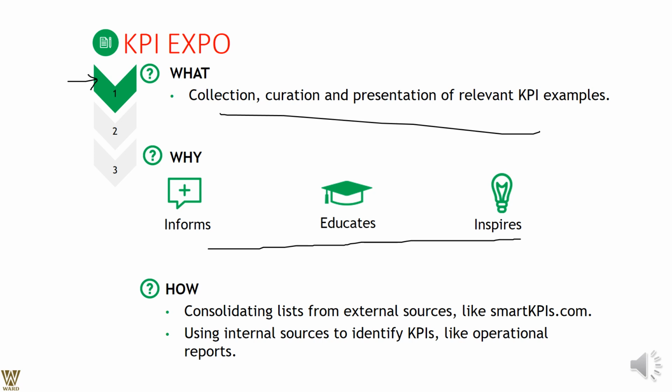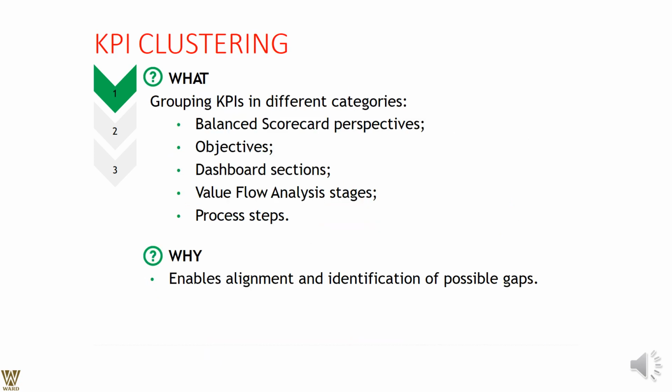Now, how do we go across it? Is it consolidating the list from an external source, like the smartkpis.com that I've already mentioned to you, and using internal sources to identify KPIs, like the operational ones that we keep figuring out? Remember KPI clustering, how do you go about it? One of the major factors of KPI clustering is grouping them together into separate categories altogether.